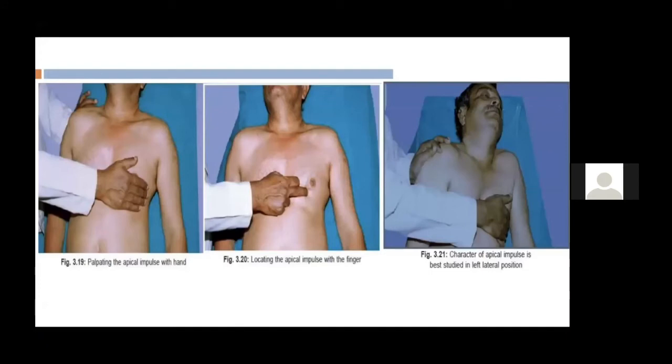It should be in the lying down position, and it should be in the left lateral position. You should never try to palpate for an apex in the sitting position, as it may give a wrong impression of a cardiac apex. So first try to find the apex with the base of your palm, and after you find the apex, try to localize it with one of the fingers. So this is how a cardiac apex is palpated.